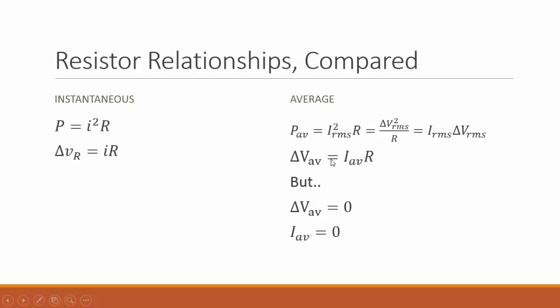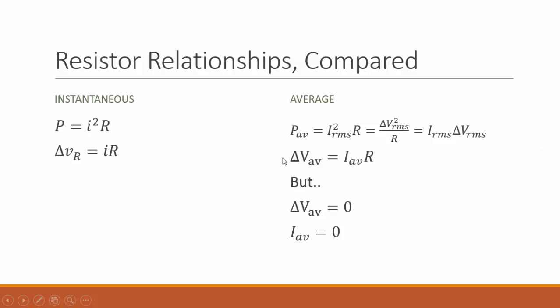Average quantities: the only thing that we actually are going to talk about is the average power. If we want to find the average power, you plug in the RMS quantities. So I RMS squared, delta V RMS squared over R, I RMS times delta V RMS. We can use all of our power formulas to get the average power, but we use RMS quantities in that case. And that's essentially why we talk about RMS in the first place: those are the things we have to plug in to get the power.